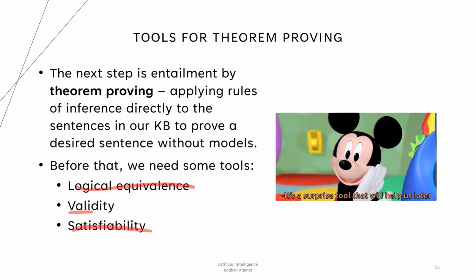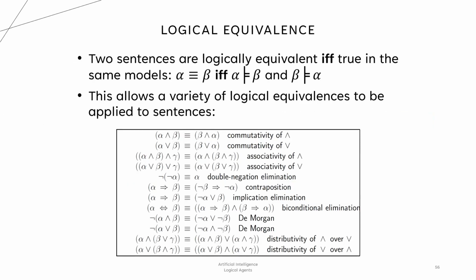So the first is logical equivalence. We're going to claim that two sentences are logically equivalent if and only if they're true in the same models. So a sentence alpha is logically equivalent to a sentence beta if alpha entails beta and if beta entails alpha. This property is pretty apparent. There's not too much explanation that needs to be done there. But this allows a bunch of logical equivalencies to be applied to our sentences instead of just booleans.